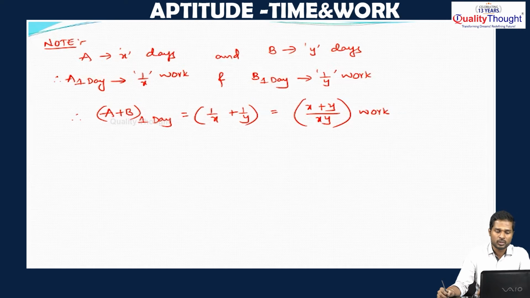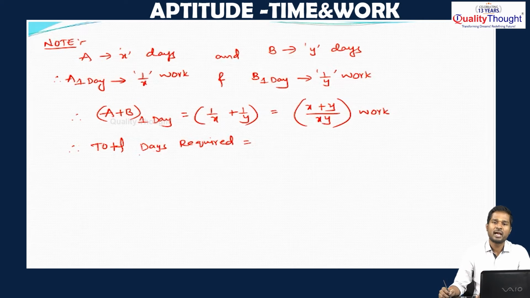Now, what is the total number of days required? So, in how many days will A and B complete the work? So, the total days required by both A and B to complete the work is, see previously we have written, if 1 day work is 1 by p, then total days will be p. That means the reciprocal of 1 day work will give the total number of days.